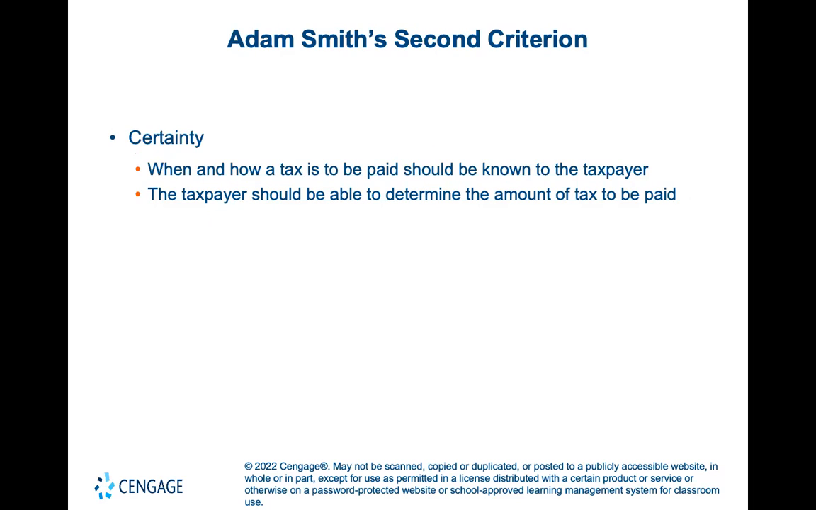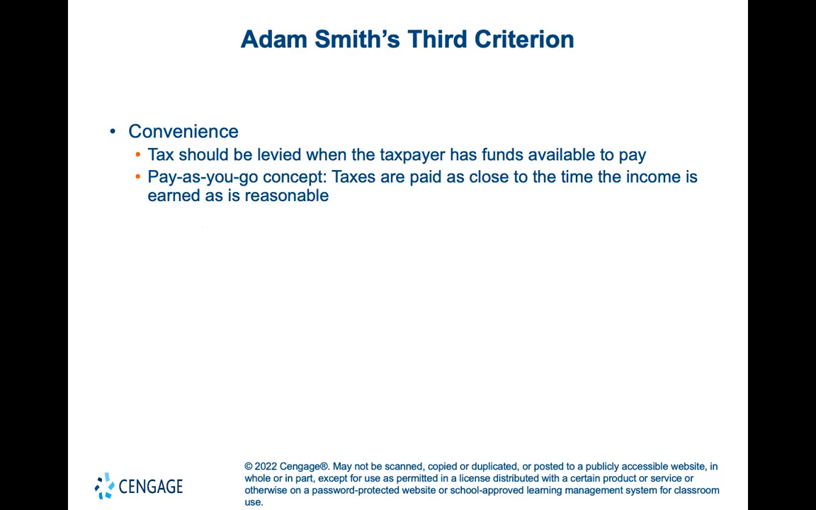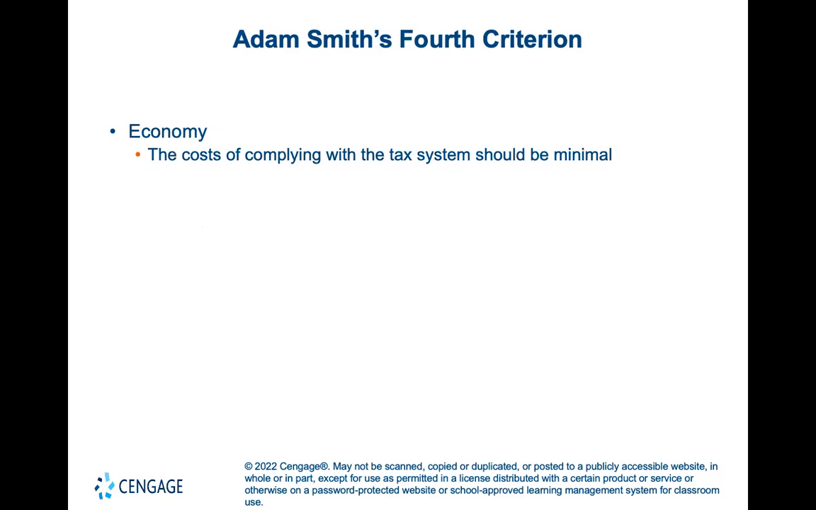Certainty: when and how a tax is to be paid should be known to the taxpayer. The taxpayer should be able to determine the amount of tax to be paid. Convenience: tax should be levied when the taxpayer has funds available to pay. Pay as you go concept: taxes are paid as close to the time the income is earned as is reasonable. Okay, as is reasonable is key. Economy: the cost of complying with the tax system should be minimal.